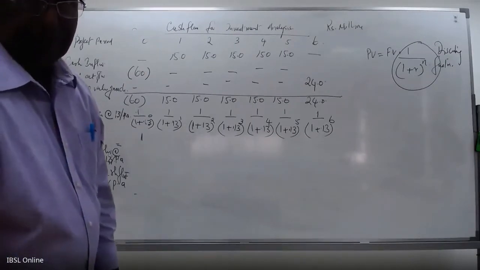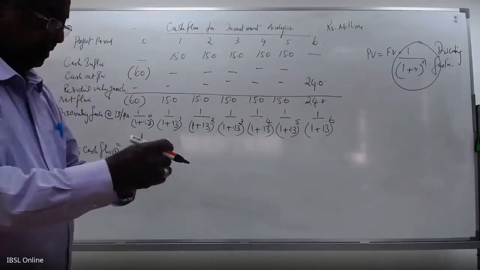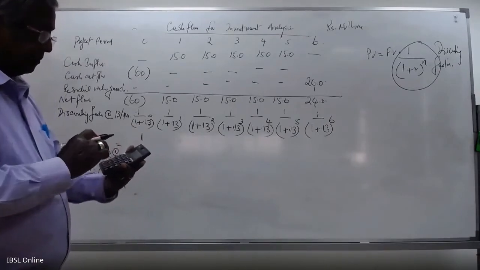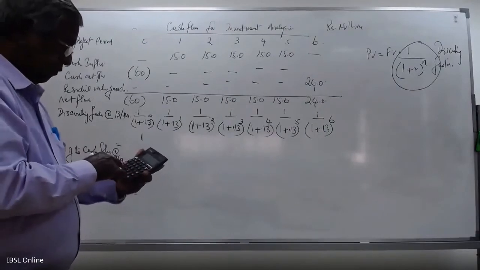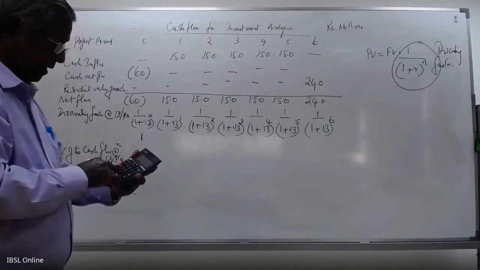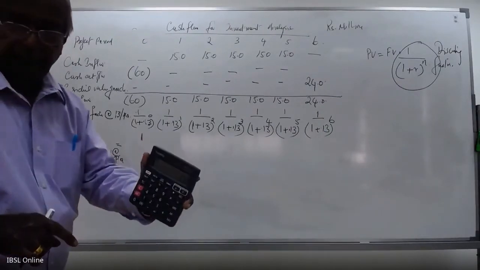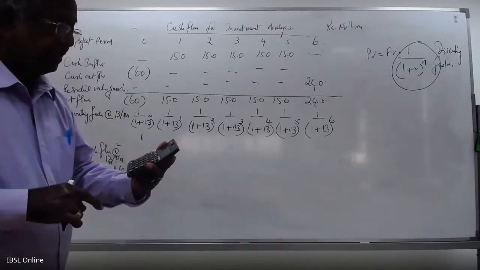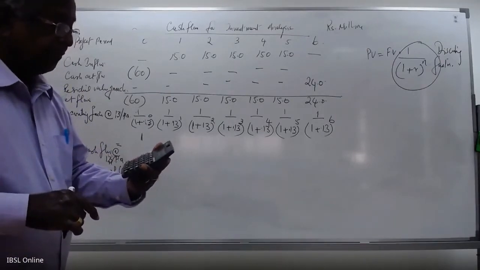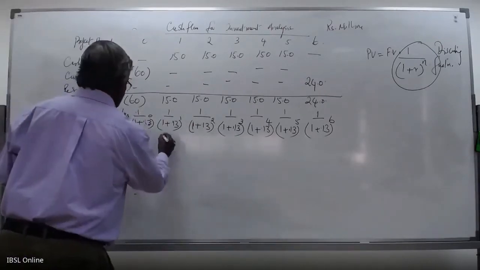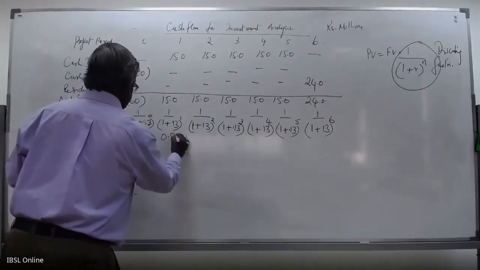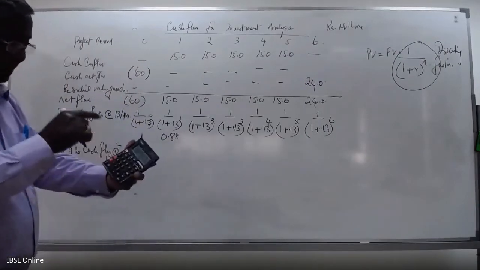Use the ordinary calculator. I am using it. 1 divided by 1.13, equal sign. 0.0884, so 0.88. I am taking 2 decimals, not 0.88. Again, I am putting the equal sign.